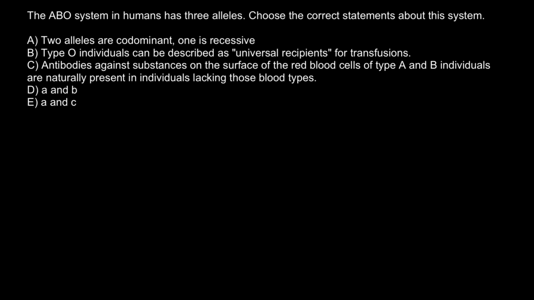Choose the correct statements about this system. In the blood system, which we call ABO blood system, we have 3 alleles: allele A, allele B, and allele O. And allele A and B, we say, are codominant, and both of them are dominant over the recessive allele O. Here the first statement is correct.